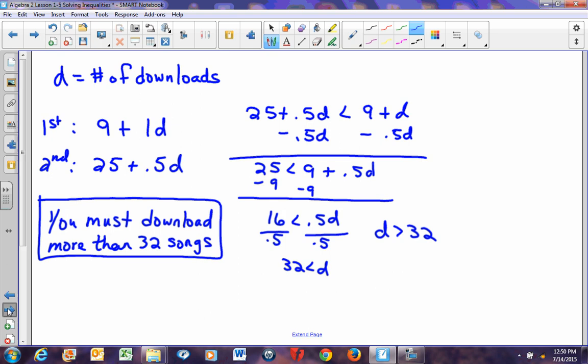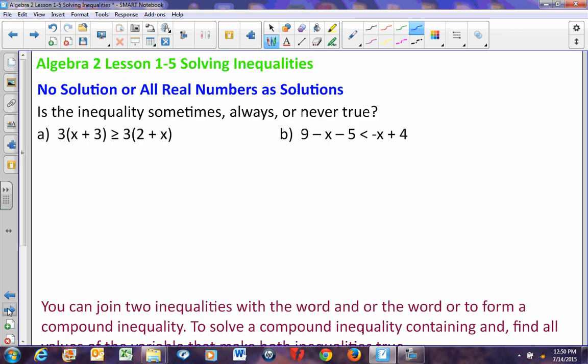Okay, let's look at compound inequalities. Actually, let's look at inequalities that may not have a solution. May or may not have a solution. Got ahead of myself a little bit there. Okay. So it says, is the inequality sometimes, always, or never true? Well, let's solve this. 3x plus 9 is greater than or equal to 6x.